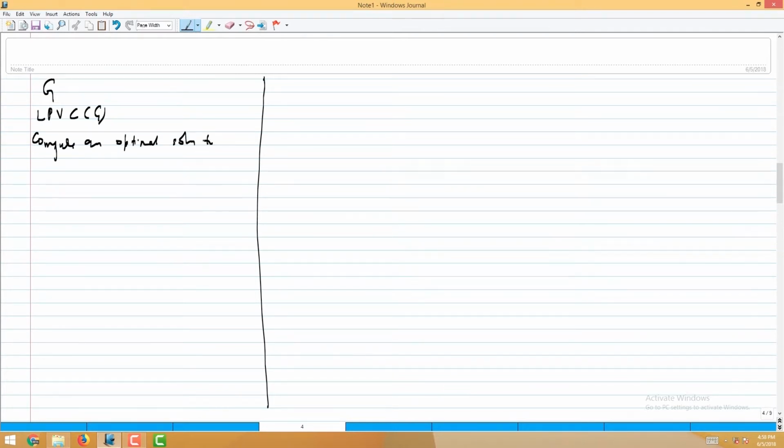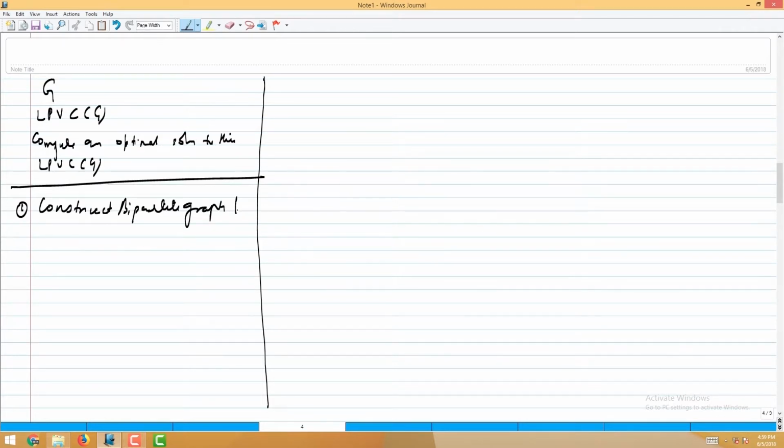So the goal is clear, right? You're given a graph G, you write an LP of G, and now you want to compute an optimal solution to this LP. And to do this, I'm now giving you an algorithm to compute an optimal solution to this LP. For this, the first step is I'll construct a bipartite graph, and I'll call that bipartite graph H. So what is H?